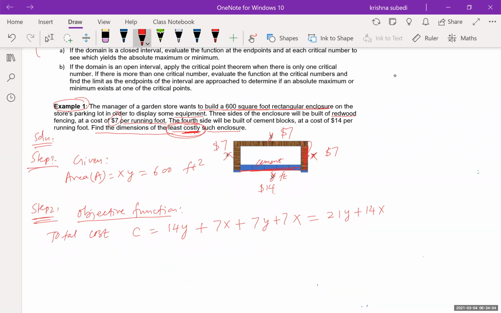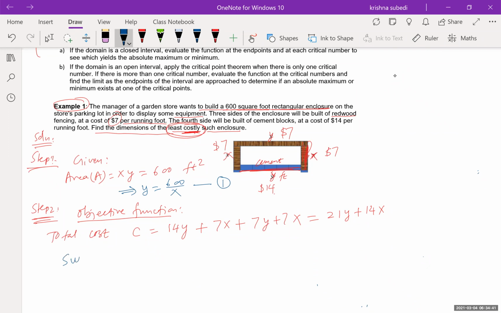Now remember, in this objective function, there are 2 variables, X and Y, and we don't want that. The more variables you have, the more complicated the problem. So somehow, using the information given, if we can change it into 1 variable, our life will be easy. So let us change it into 1 variable. How can we do that? Well, as you can see from here, I can write Y equals 600 divided by X. Let me say that this is equation 1.